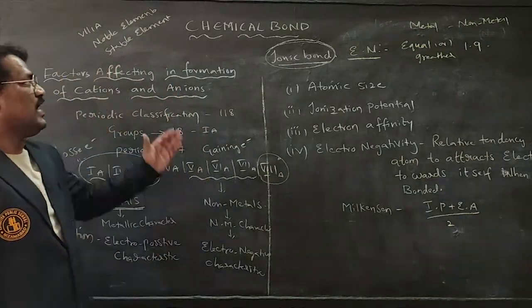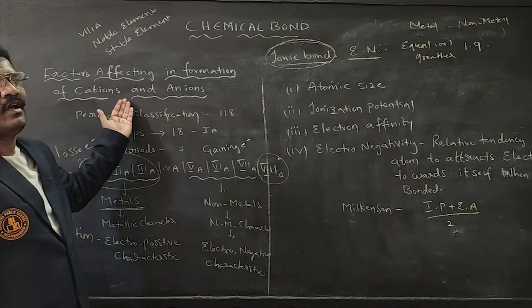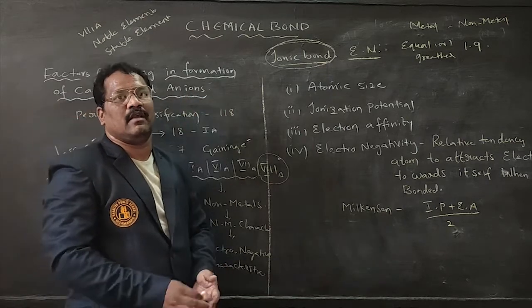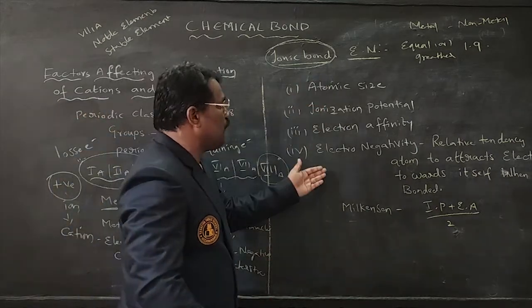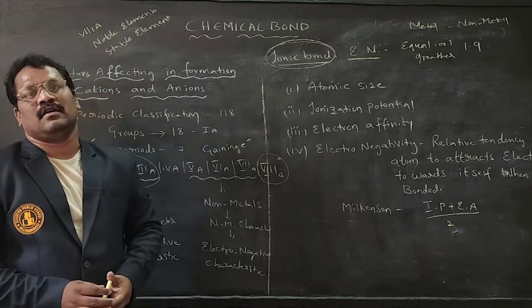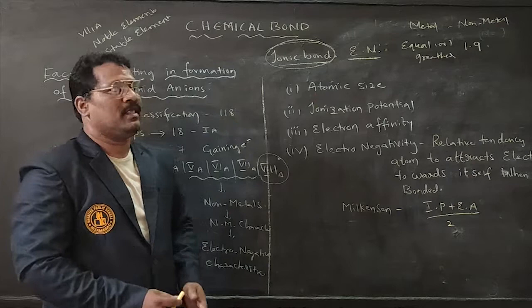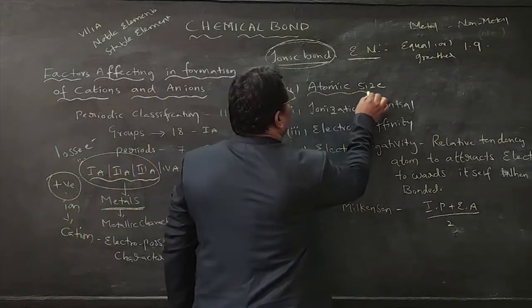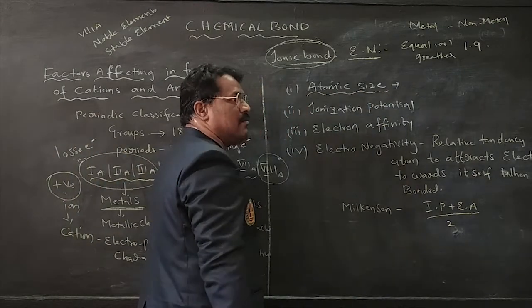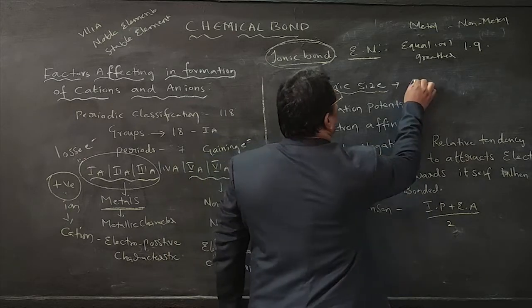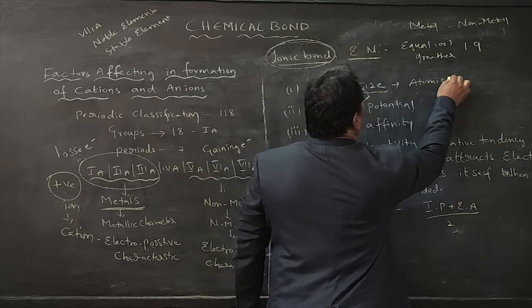electronegativity. Now coming to the factors affecting the formation of cation as well as anion. These are the four factors which affect the formation of cation as well as anion. Coming to atomic size: atomic size can also be represented as atomic radius.